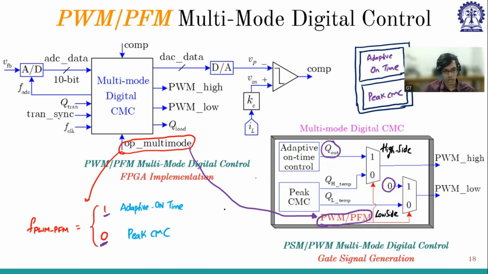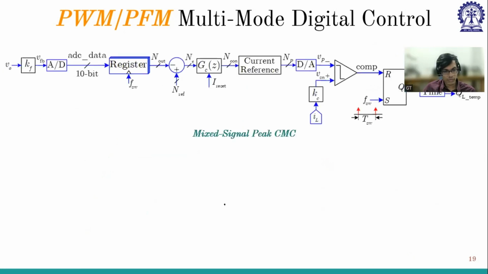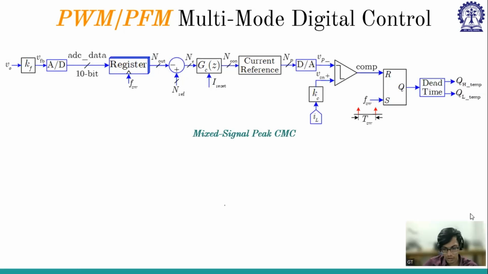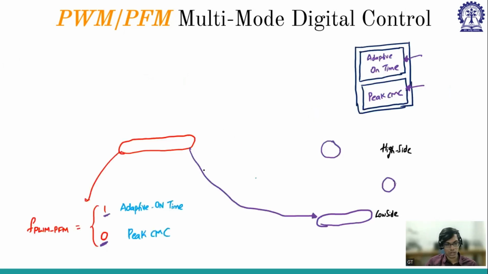So now if we go into the architecture, Sir, I have a doubt. Yeah. Sir, adaptive on-time, can't we include it in the voltage mode control and that pulse skip modulation in the current mode control? Why can't we interchange these two and implement? Why do you want to mix voltage mode control with current mode control?